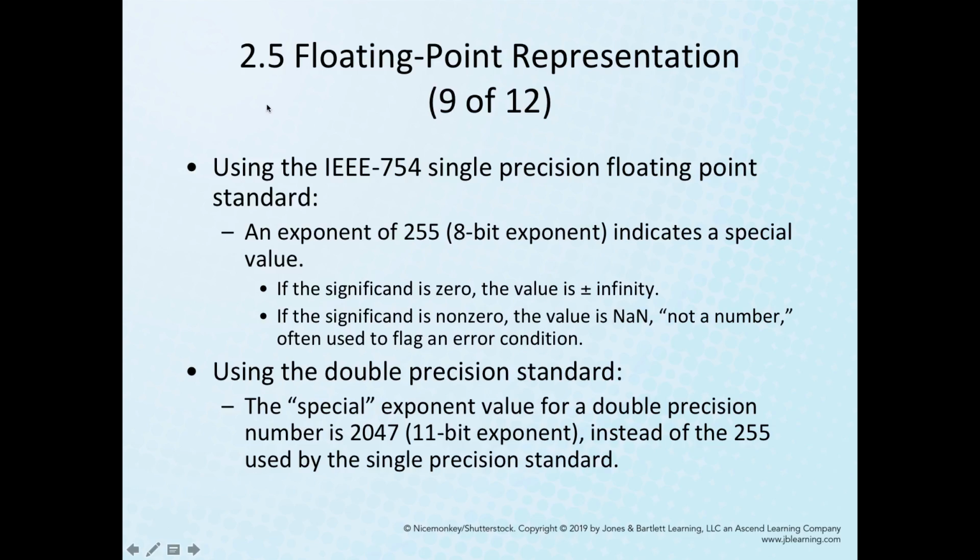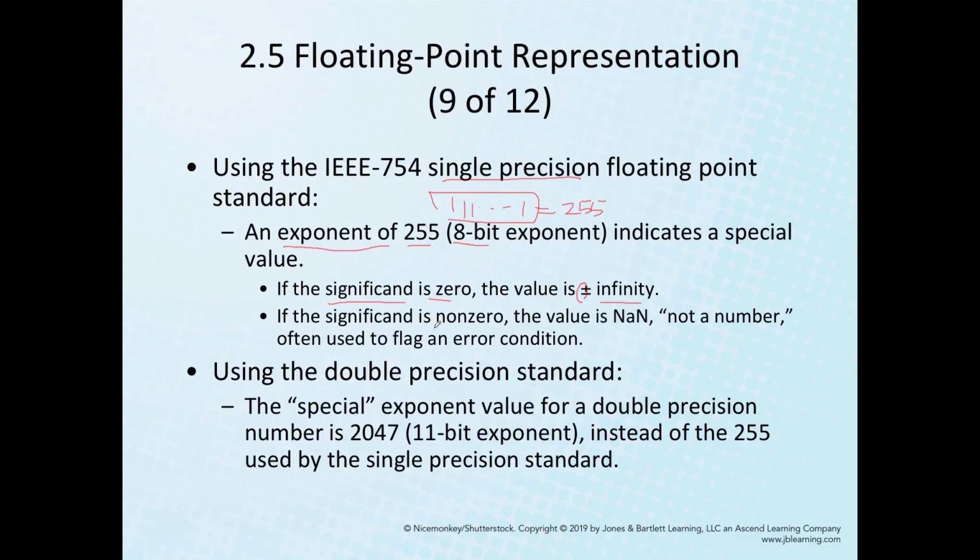In IEEE floating point representations, we have a special value for the single precision case. If the exponent is 255, remember the exponent has 8 bits, so if we have all ones in 8 bits, the value in decimal is 255. So if the exponent has all ones, then depending on the significand, if the significand is 0, an infinity value is represented by that. Depending on the sign bit, it's positive or negative. Infinity is when the exponent has all ones with the significand 0.